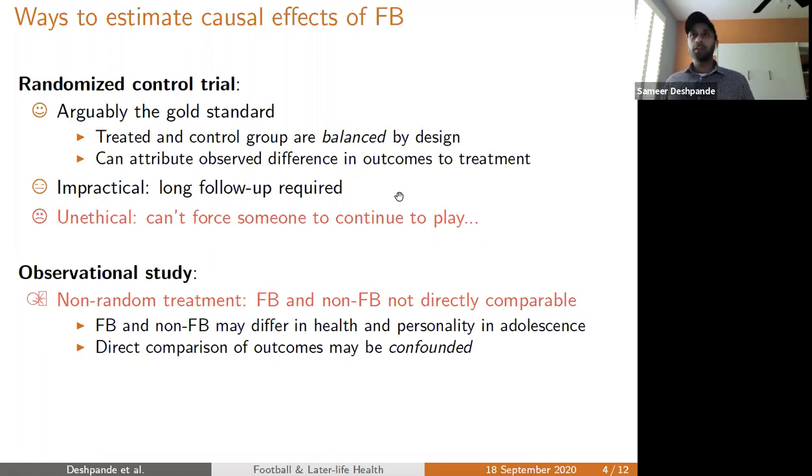So when we look at our observational study data, we might find that football players and non-football players differ in health and personality and maybe their aspirations. And so if we just did a direct comparison of outcomes, we can't immediately attribute any difference in outcomes to the difference in football playing status. It could be attributable to any number of potential confounders which are not balanced between the two groups.